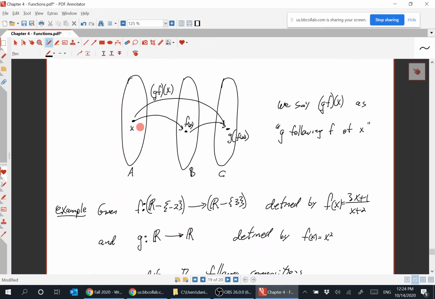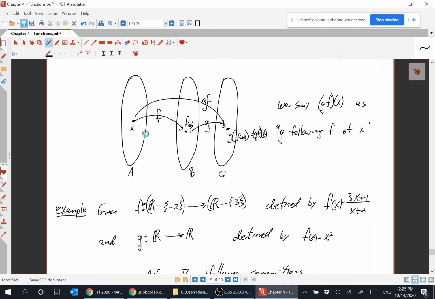This would be x, and then via the function f, you go to f(x), and then via the function g, f(x) goes to g(f(x)). But this is also the composition function g following f, so that's gf(x). Okay.